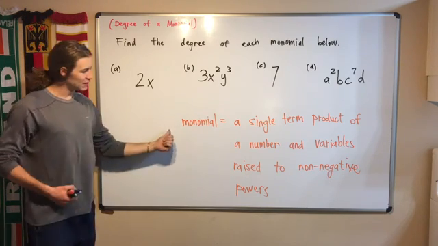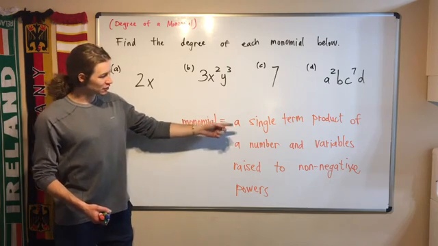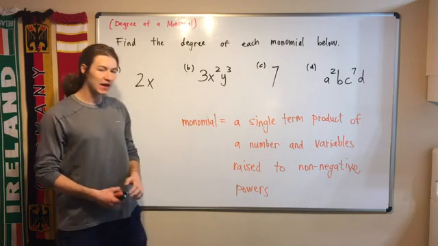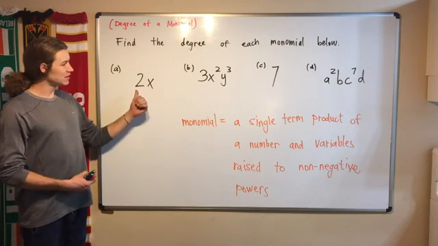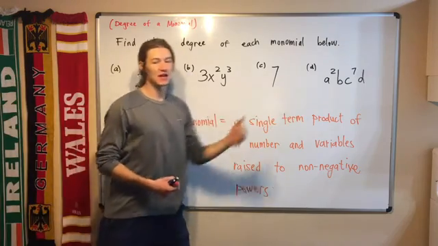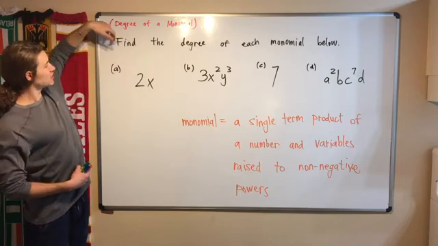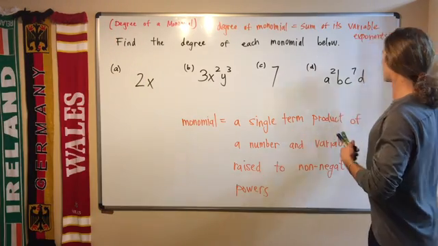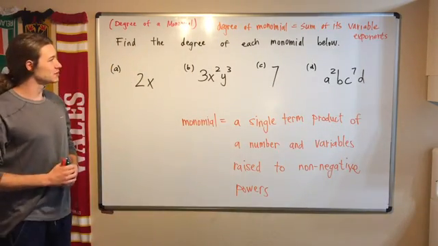So you see I've written here the definition of a monomial, just to remind you. A monomial is a single term product of a number and variables raised to non-negative powers. Notice that these A, B, C, D examples are monomials. Now this question asks us to find the degree of a monomial. So what is the degree of a monomial? Okay, the degree of a monomial is equal to the sum of its variable exponents.